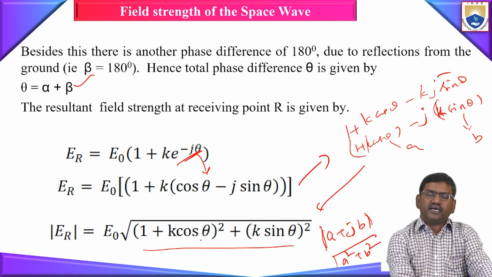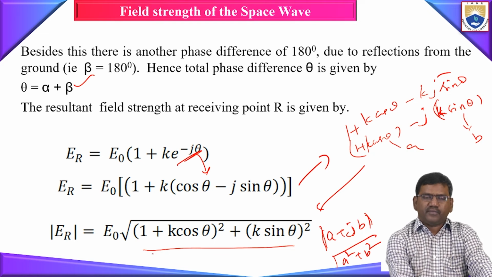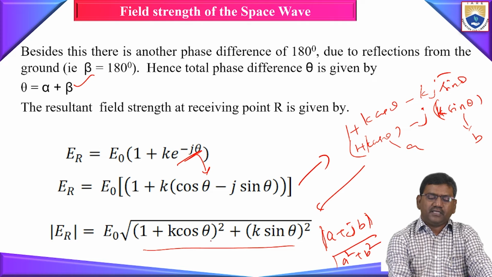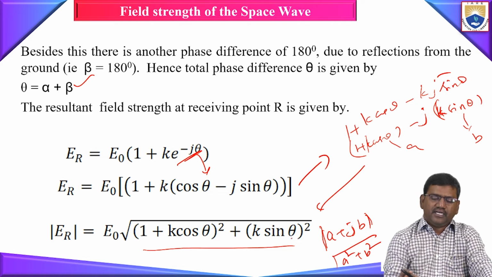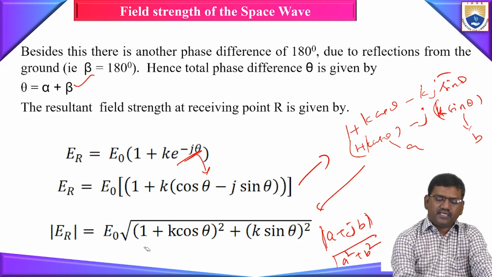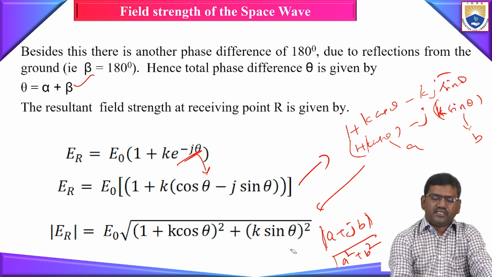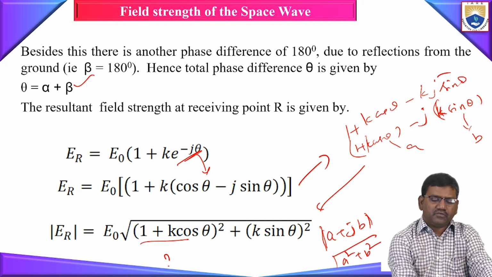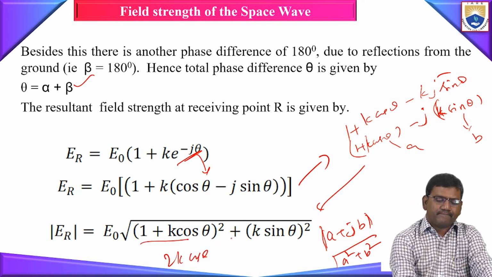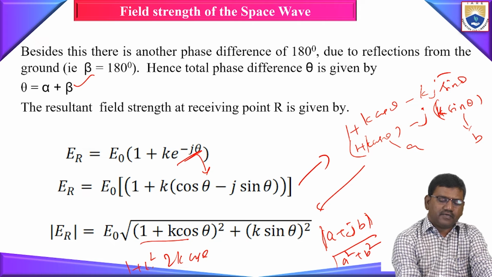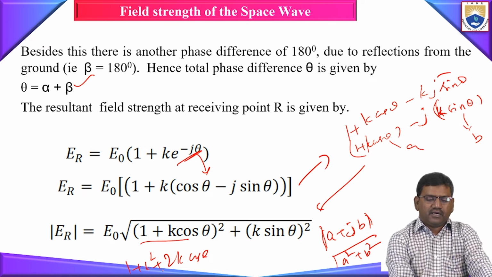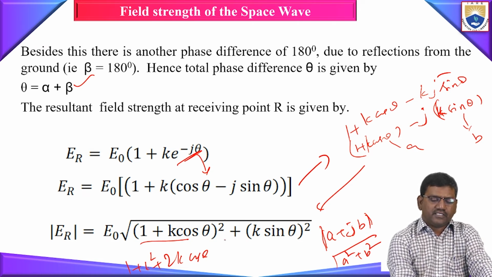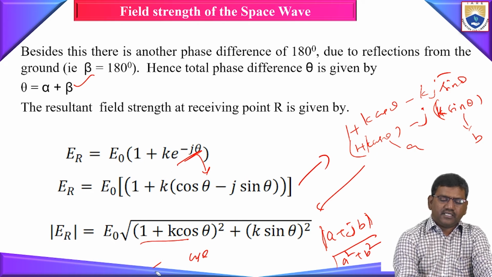If we apply (A plus B) whole square, you get 1 square plus K square cos square theta plus K square sin square theta, and again you will get 2K cos theta also. In this, we can take K square as common, and you will get cos square theta plus sin square theta, which is equal to 1.